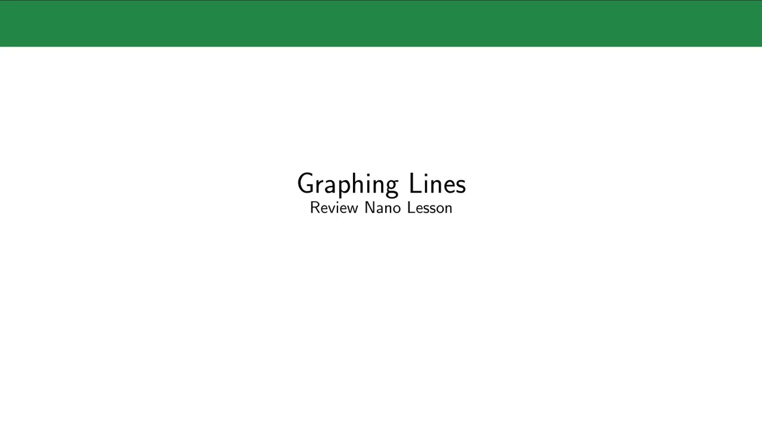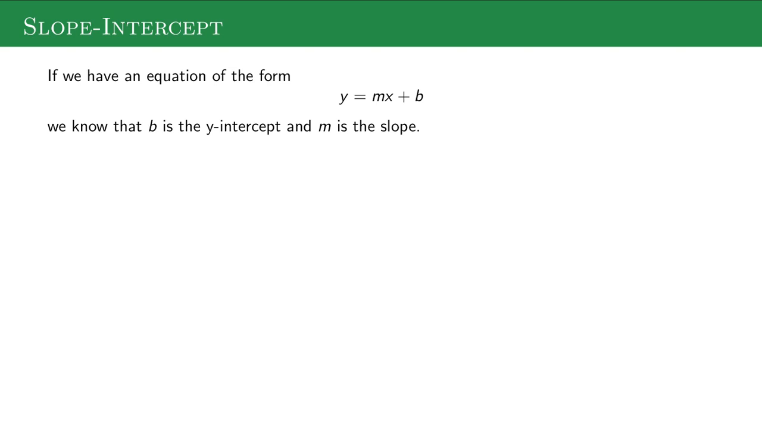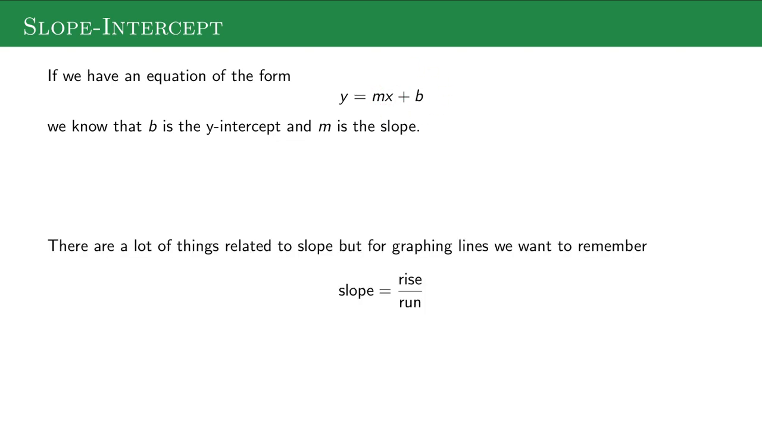In this review video, we're going to quickly talk about graphing lines. One of the methods that can help us save time with graphing is knowing it's a linear function. A linear function just means there's nothing interesting happening with the x. Mostly it's just being multiplied by a number. In our simplest form, y equals mx plus b, m is the slope and b is the y-intercept. When we're talking about slope and graphs, just remember slope is rise over run.